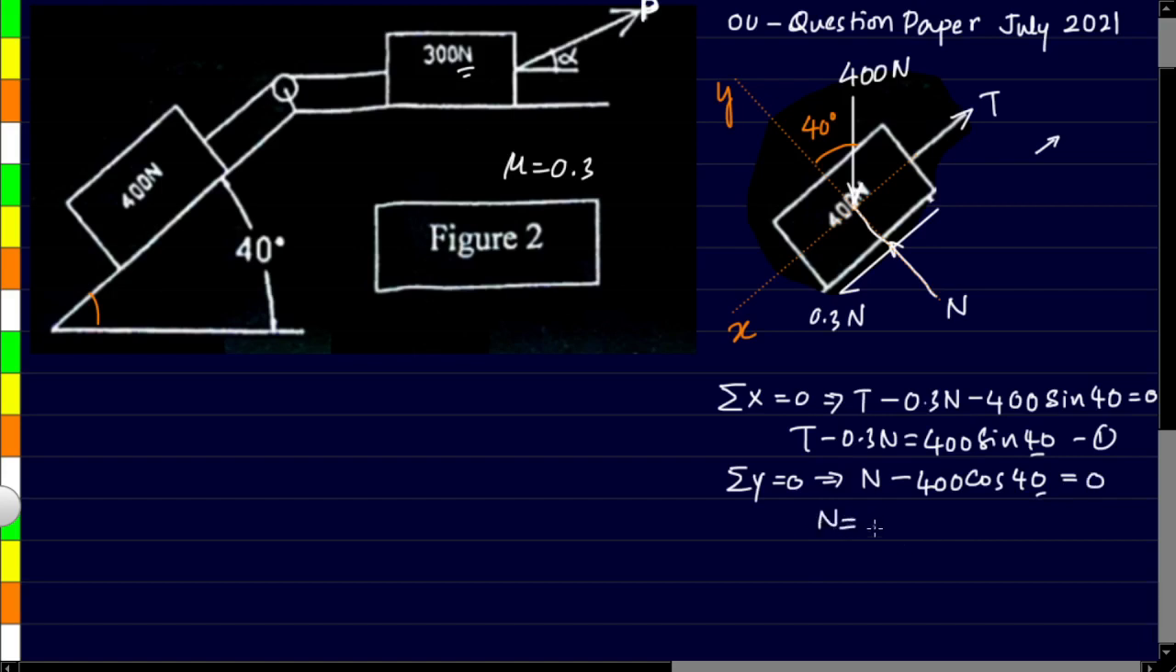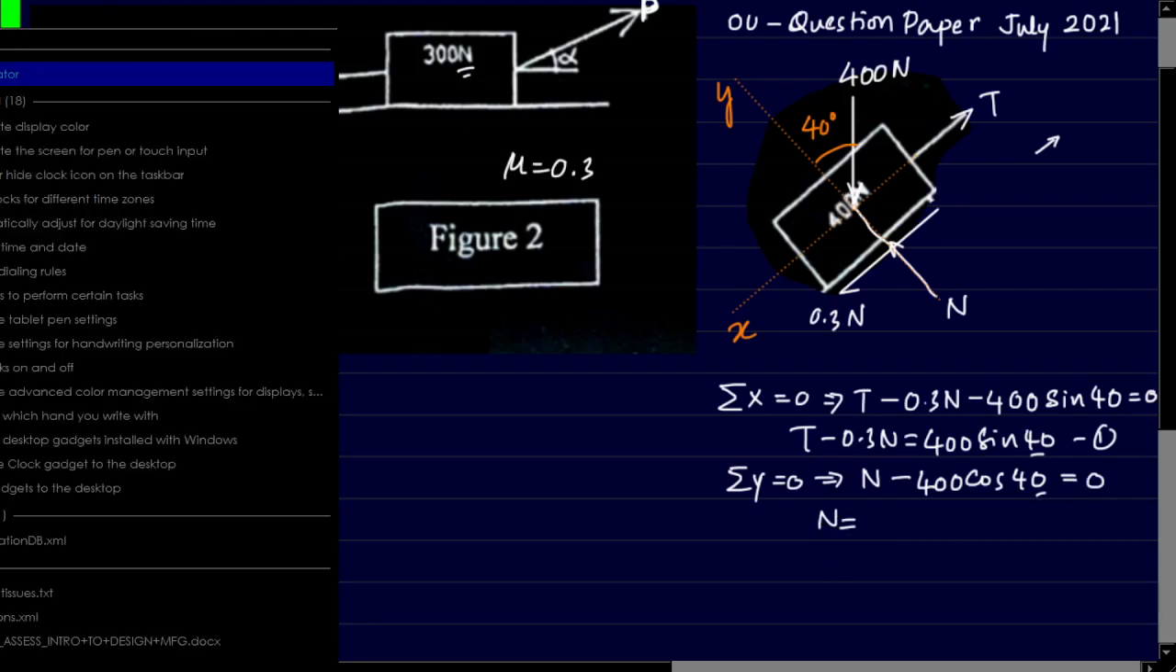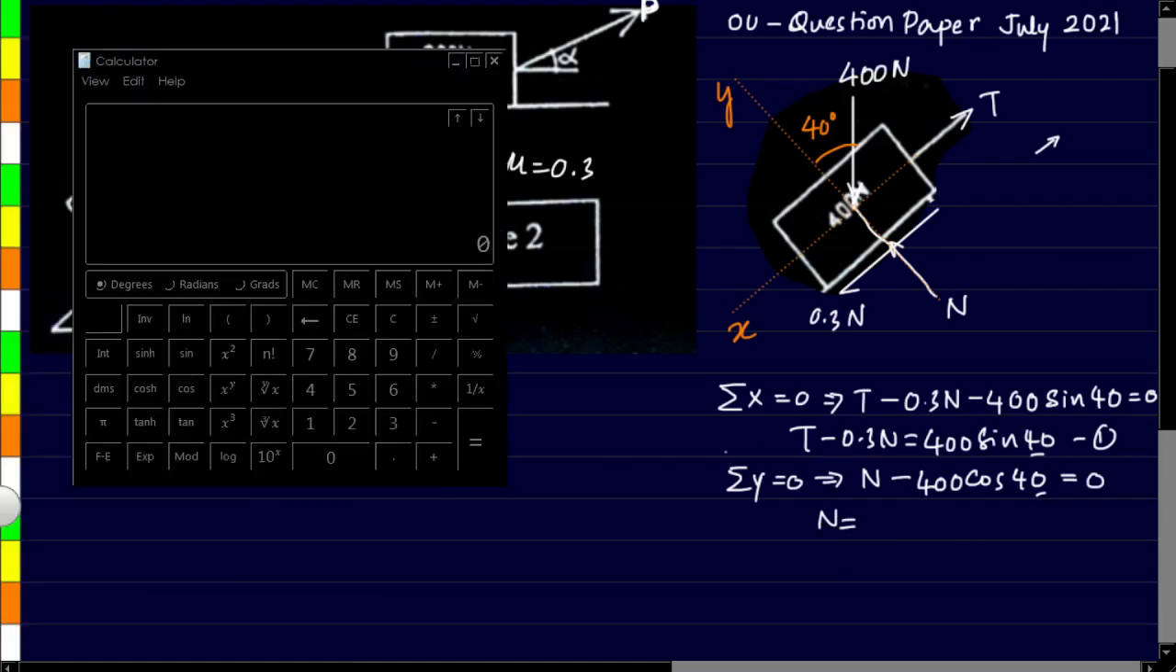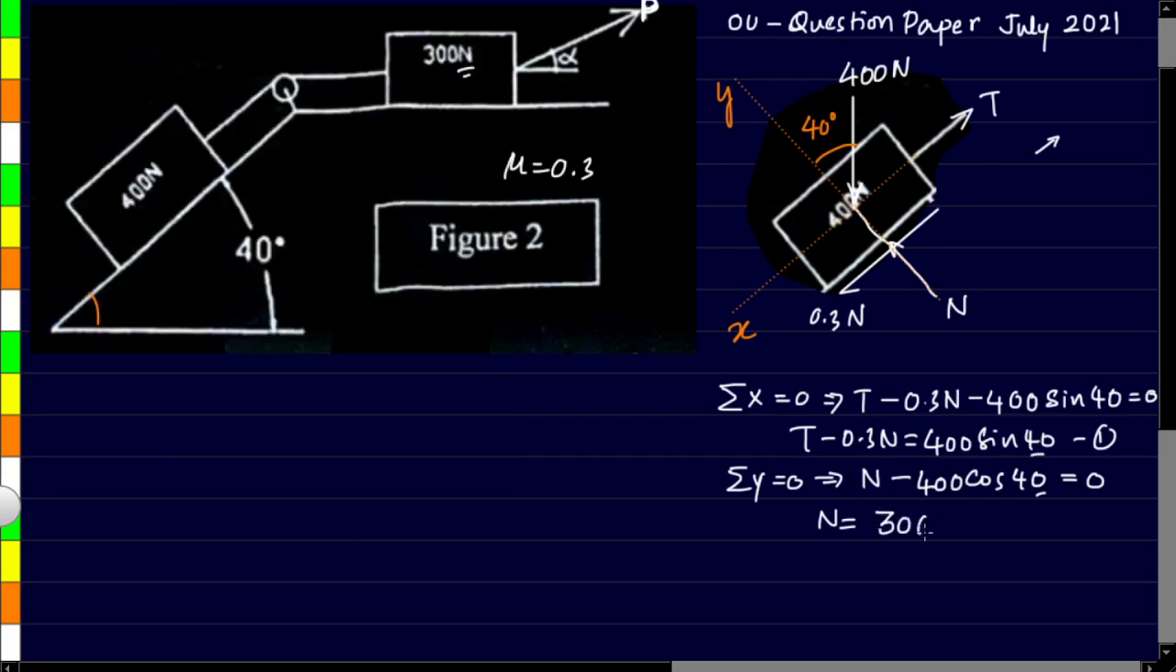So we will be able to find the value of N here. I'll just use the calculator. Okay, so that's 400 times cos 40. So this gives me 306.42. So 306.42 is the value of N.